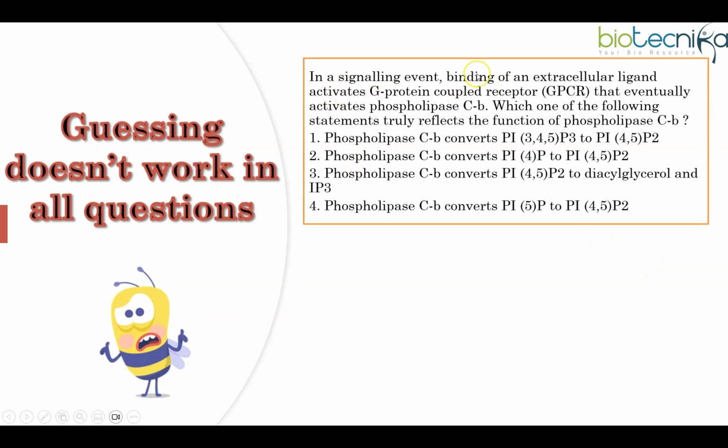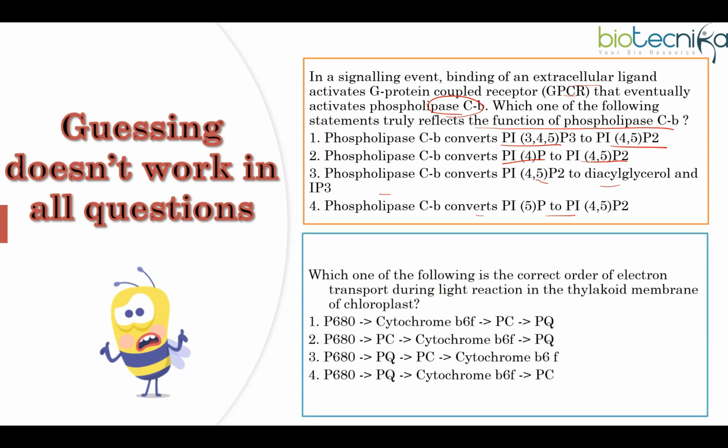Like in a signaling event, binding of an extracellular ligand to a GPCR, phospholipase C, which of the following represents its function? So whether the phospholipase C makes these two, or this to this, or this to this, if you don't know this thing, there is no way you can come to the right answer just by guessing. So don't take that risk.